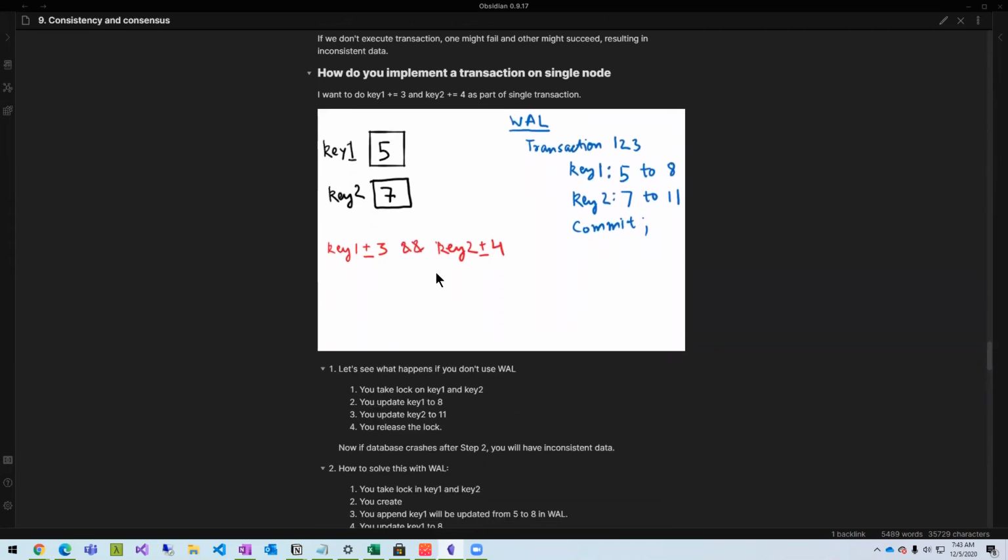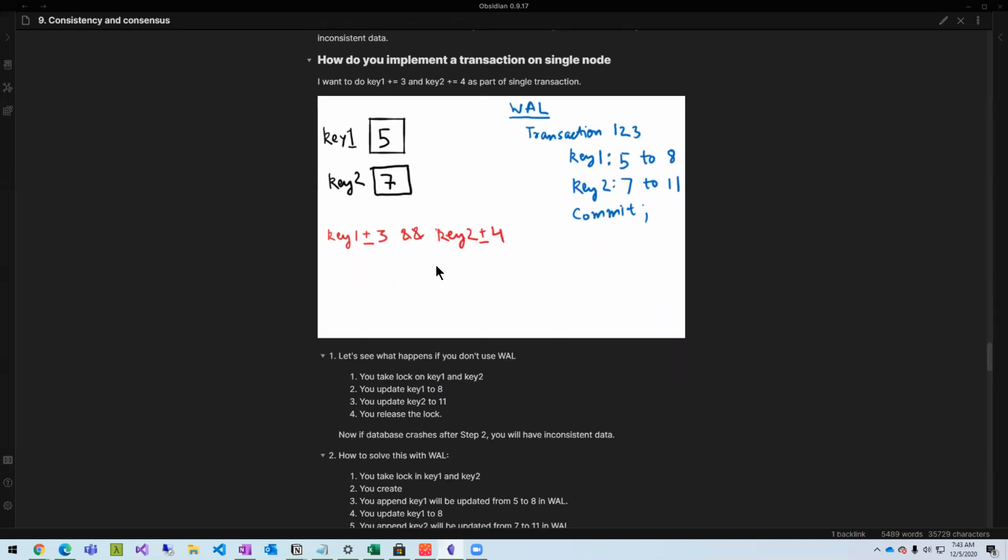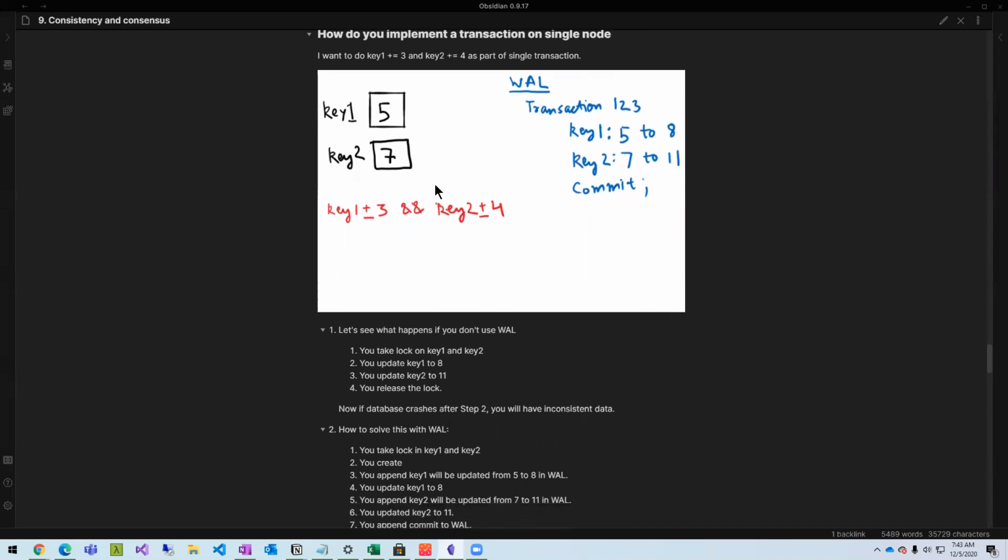So the steps which would generally happen is, when a transaction has to start, basically the database will take locks on these two rows, right? And it will also start appending data to the WAL. So in the WAL, it will say that some ID transaction is starting. So this is the transaction ID. In this transaction, I want to update key 1 from 5 to 8. So it will save the previous value as well as the new value it wants to save, right?